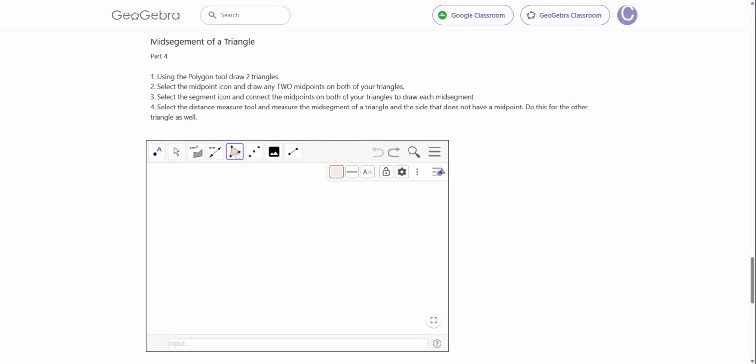So first I have selected the polygon tool, and I'm going to draw two triangles. They don't have to look anything alike. In fact, the more different they are, the better. All right, I have two triangles.